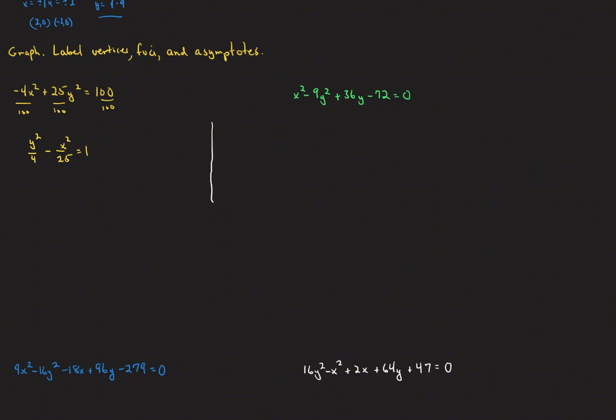So we know that this is centered at (0, 0). In the y direction, we're going to go the square root of 4, so we're going to go up 2, down 2. Since that comes with the positive term, those will actually be vertices. So (0, 2) and (0, negative 2) are the vertices. Now we're going to go in the x direction. The square root of 25 is 5, so I'm going to go 1, 2, 3, 4, 5 in both directions. But I'm not going to plot a point there.